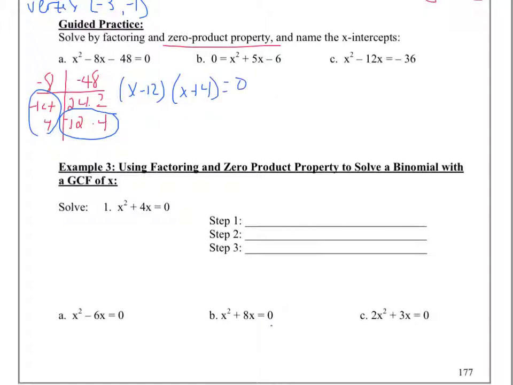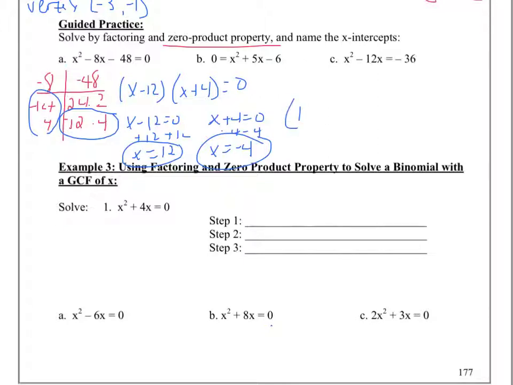Next up is setting each equal to 0 and solving for x. So x minus 12 equals 0. Solving, here x is 12. And the next one, x plus 4 equal to 0. x here is negative 4. The last step is writing the coordinates of the x-intercepts. So you're going to write it as 12, 0 and negative 4, 0. These are the 2 points where the parabola crosses the x-axis.